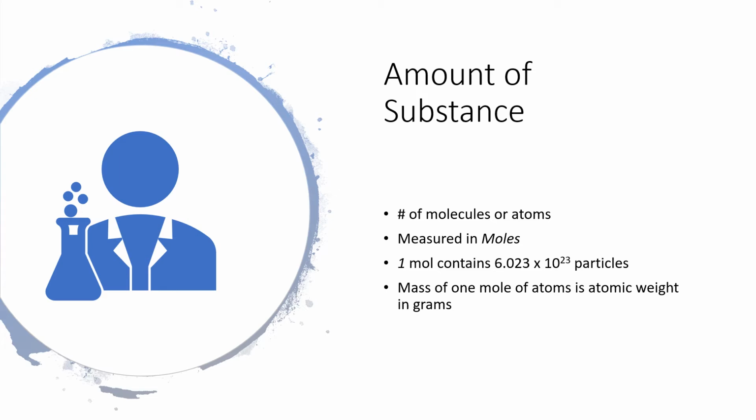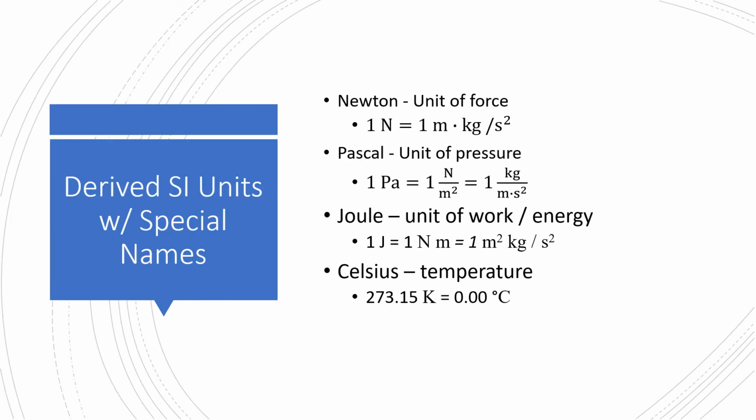So for example, we know that the atomic weight of carbon is 12. So 1 mole of carbon atoms is going to be equal to 12 grams. Okay, so that's all that is, and it's a fundamental property that you'll learn more about in chemistry, or you may already know about.